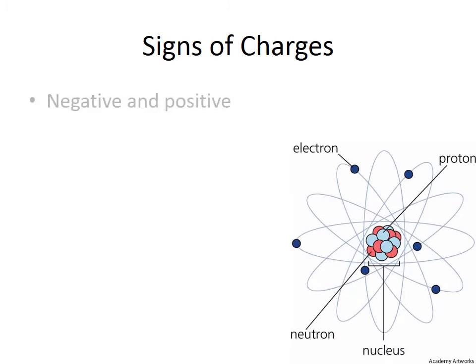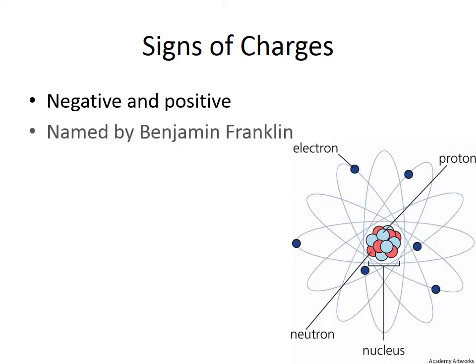Signs of charges, well, you know them well. They're negative and positive. You can see we have an atom over on the right-hand side to help us with that. And negative and positive were named by Benjamin Franklin. He was big into positive charges. He actually didn't talk a lot about negative charges. He talked about the absence of positive charges initially. But eventually he got there.